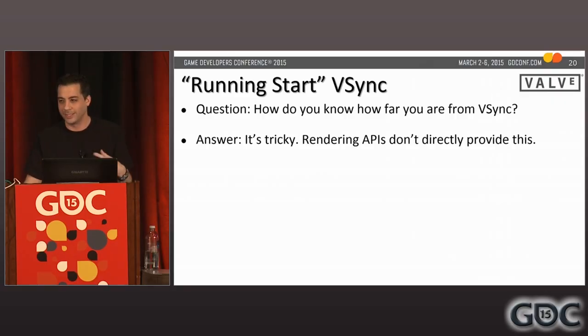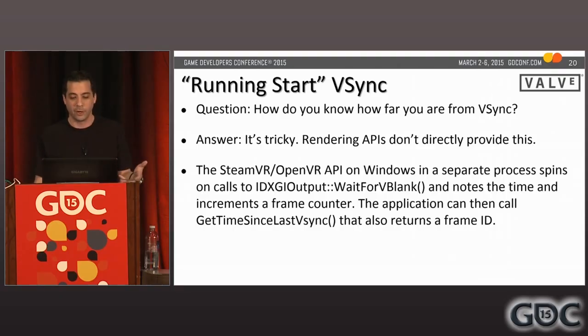Rendering APIs don't give you this data. There's no API call for how long since the last VSync or how long to the next VSync. You don't have that data. So in SteamVR and OpenVR, we've implemented an API that spins, in a separate process, on wait for vBlank, marks the time and increments a frame counter, okay?